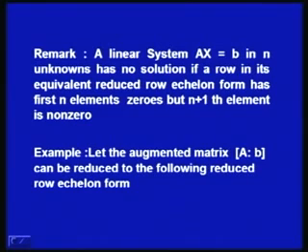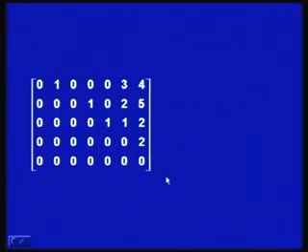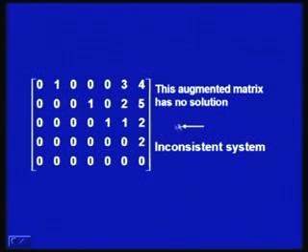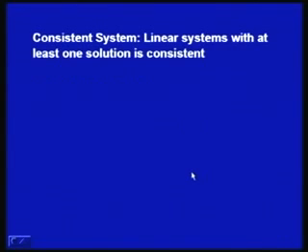An example is, let the augmented matrix AB be reduced to the following reduced row echelon form as this. Now you may notice that this particular row has all zeros except the last column as 2. Now this is an inconsistent system, because whatever be the values of x1, x2, xn you consider, that will not be equal to 2. So this system will not have any solution. So this augmented matrix has no solution, and we call such a system an inconsistent system.